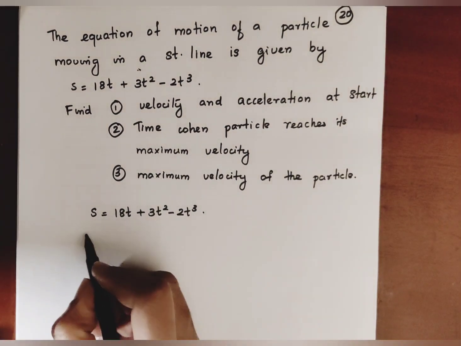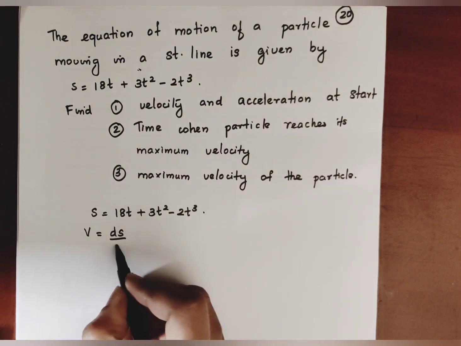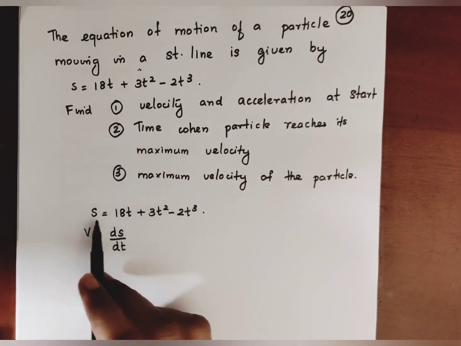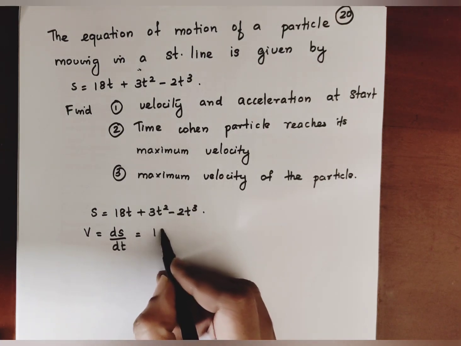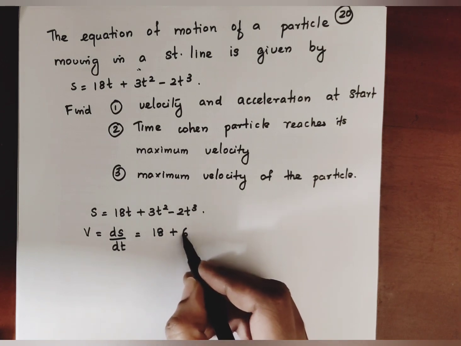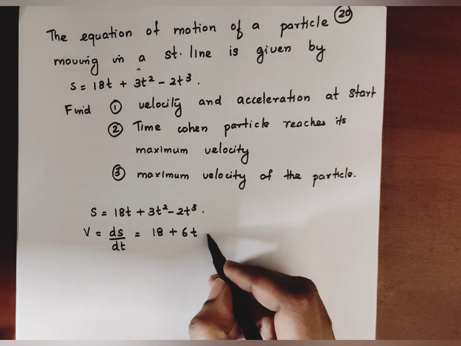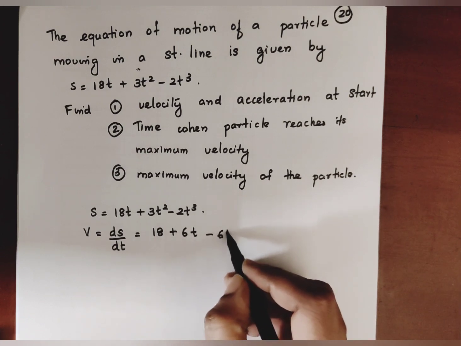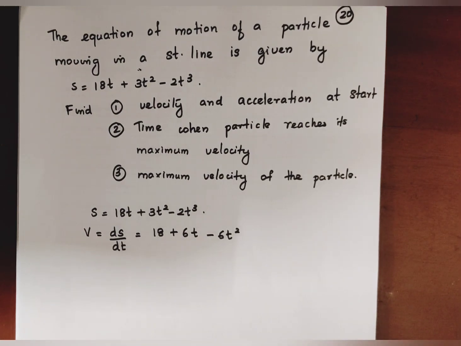So here you have to calculate velocity. Velocity v is equal to ds by dt. That is, you are going to differentiate this equation. That is equal to 18 plus 3t square. When you differentiate it, you will get a 6t. Then 2t cube will be 6t square. So this is the equation for velocity.